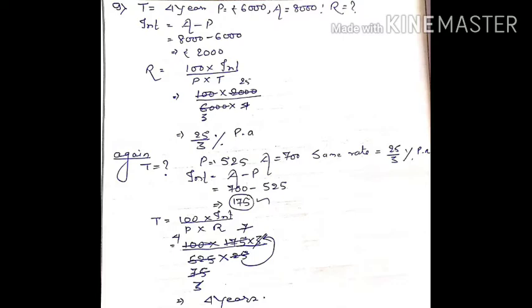Principal is 6000, amount is 8000. Okay, find interest, amount minus principal 2000, put the value, rate will come. Now next time, principal is 525, amount is 700 and the same rate we have got in first case, that rate we have to put in the second time. Okay, now when you calculate, time will come 4 years.